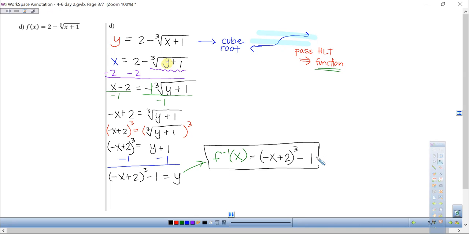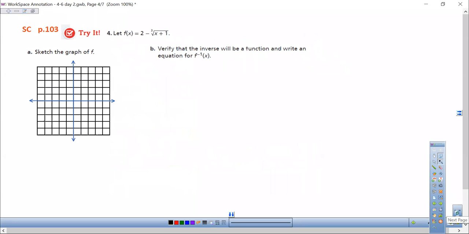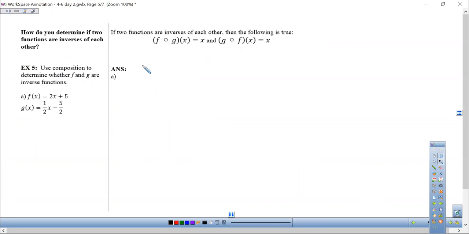Okay, we're going to switch gears from here and look at verifying whether or not functions are inverses. So instead of going ahead and solving for an inverse, we're going to look at how that's related to function composition. Okay, so how do I determine if two functions are inverses of each other?